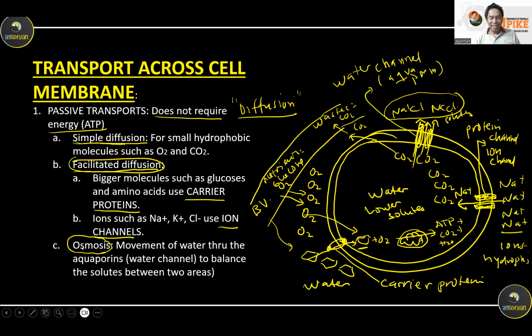So there are again three types of passive transport: simple diffusion, like oxygen and carbon dioxide; facilitated diffusion for bigger molecules like glucose and amino acids; and also facilitated diffusion for ions, like sodium, chloride, and potassium ions. A lot of ions require this ion channel or protein channel. And the last one is osmosis, the movement of water.